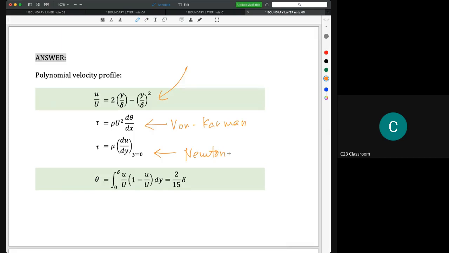Okay, so the idea is we create an equation from von Karman, then we create an equation from Newton, then we equate these two terms, because when we equate them, we can eliminate the value of tau. I hope you can understand this.